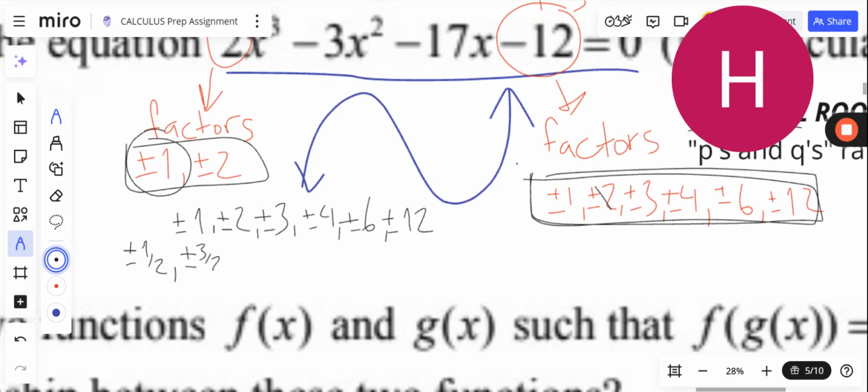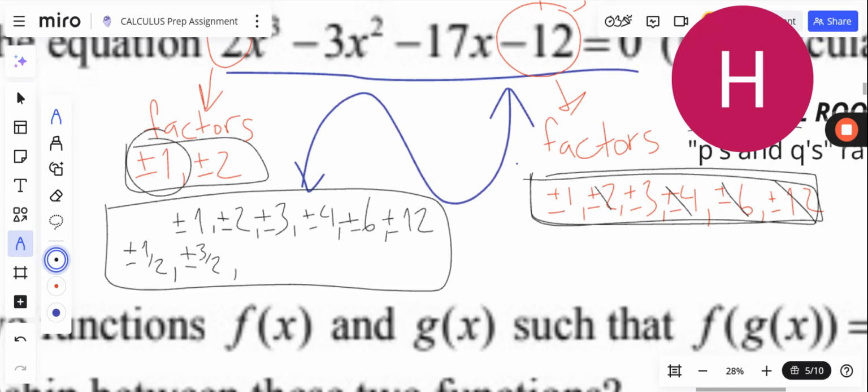Some of these fractions are not going to be as nice to check when we plug them in. Plus or minus 4 over 2, we already have 2, so that's covered. Plus or minus 6 over 2, we already have 3, so that's covered. And plus or minus 12 over 2, we already have 6, so that's covered. So these numbers are possible rational zeros.